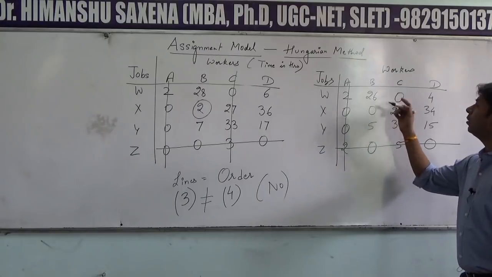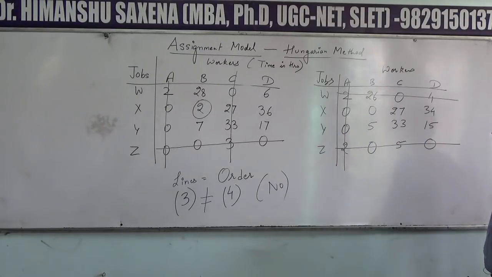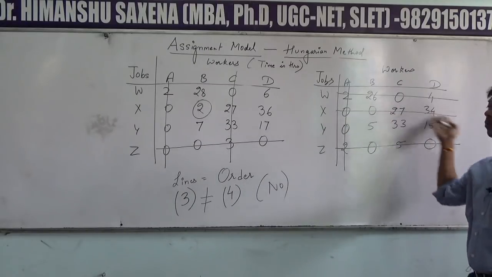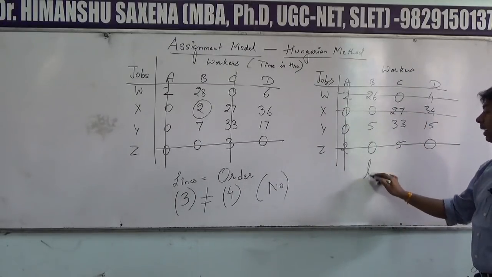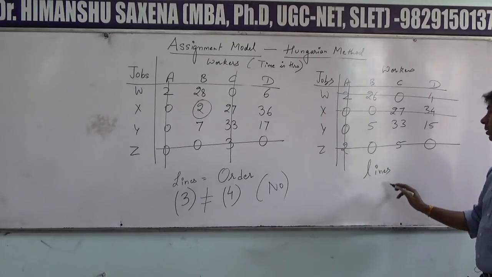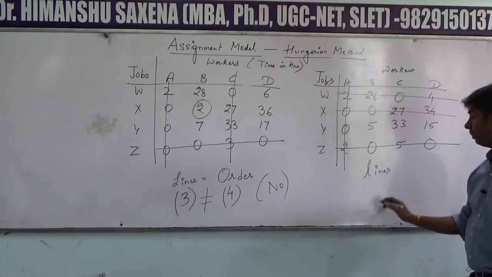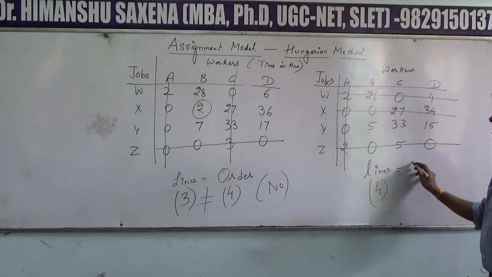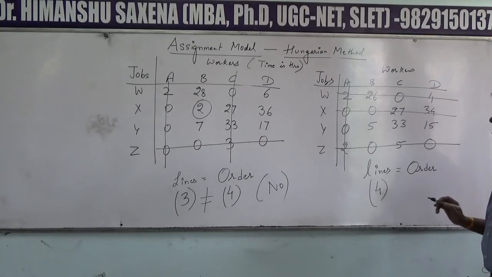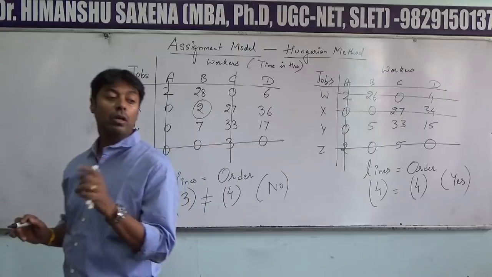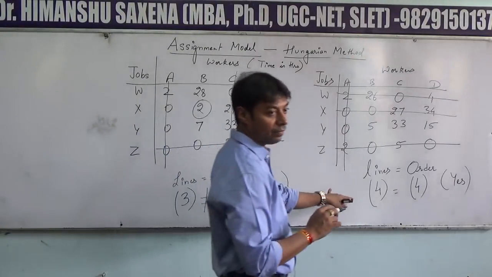Now there is only one zero in the first row, so this line can be drawn row wise or column wise, and ultimately there is only one zero in this particular row, so this can also be drawn either row wise or column wise. So again you count the number of lines. The number of lines are 1, 2, 3 and 4. The number of lines are 4, and you have to check whether that is equal to the order or not. And yes, now your number of lines is equal to the order of the matrix. So this condition is satisfied now.